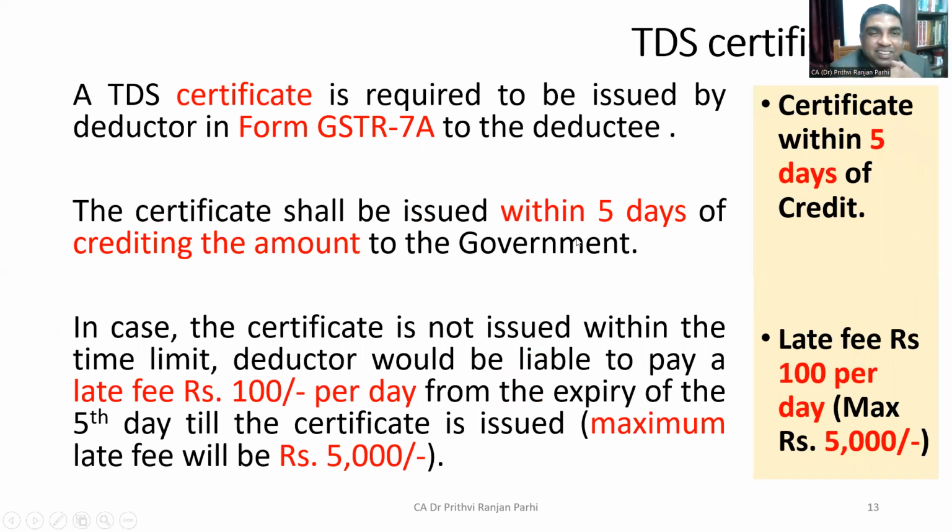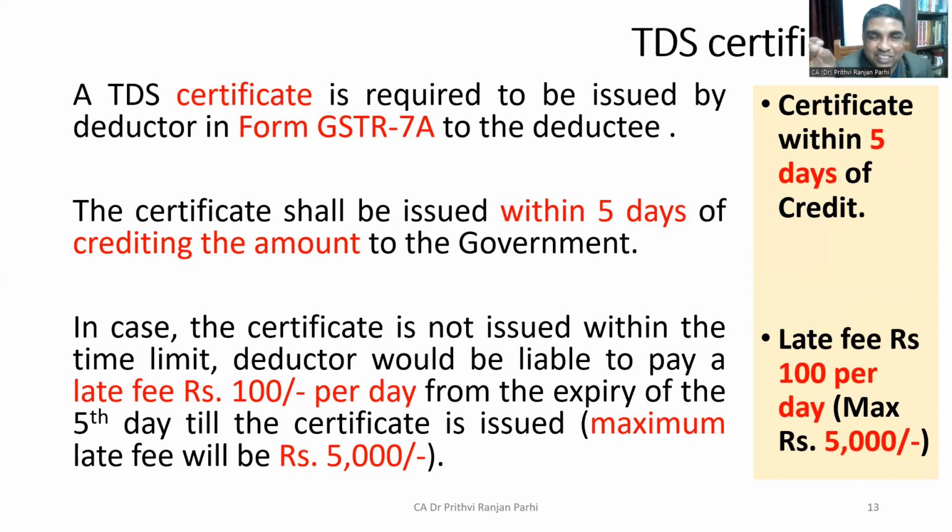After depositing, the DDO's responsibility is not over. He is required to issue a tax deduction certificate. This certificate will be generated in the form of GSTR 7A. This will be issued by the deductor to the deductee. When is it to be issued? Within 5 days of crediting the amount to the government. After depositing the money with the government, within 5 days, this certificate has to be issued in the form GSTR 7A.